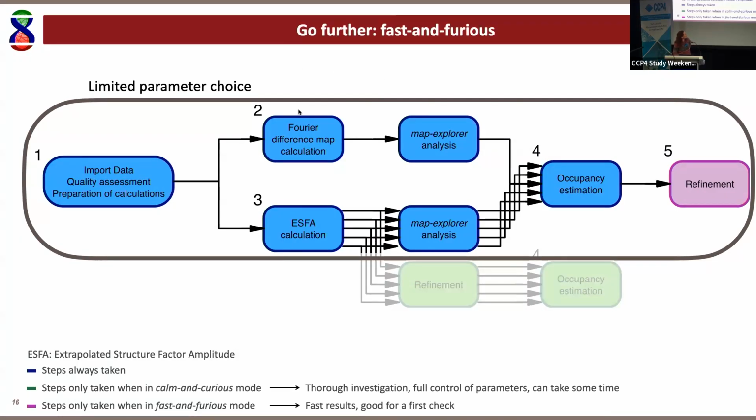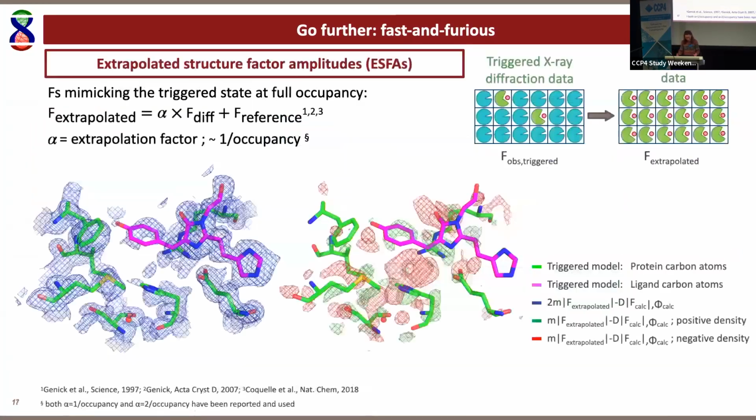So in this mode, in addition to the calculation of a Fourier difference electron density map, we will also calculate extrapolated structure factor amplitudes and the extrapolated maps, which we then also analyze using the Map Explorer tool, which will allow us to estimate the occupancy and then refine the structure. So I'll explain a bit more about this.